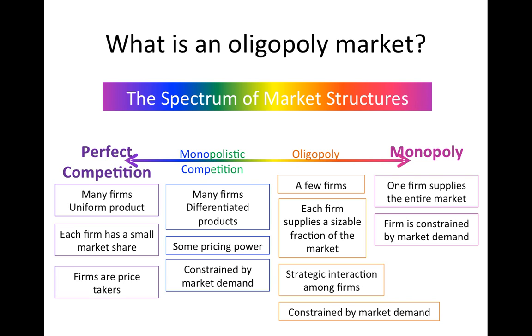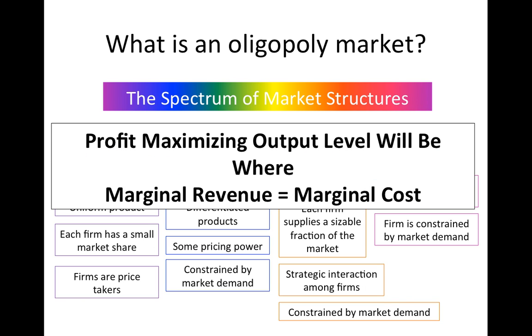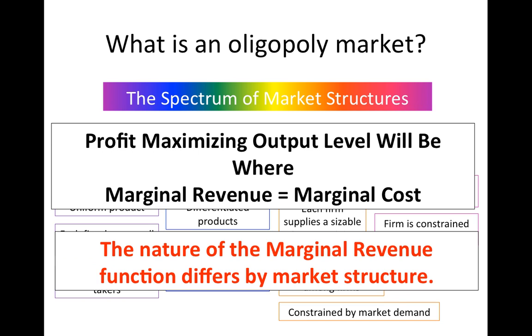Note that regardless of what type of market structure we are talking about, the firm's profit-maximizing level of output will be where marginal revenue equals marginal cost. What differs across market structures is the nature of each type of firm's marginal revenue function.